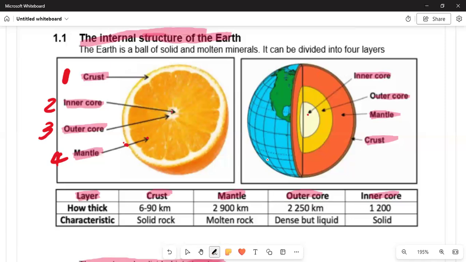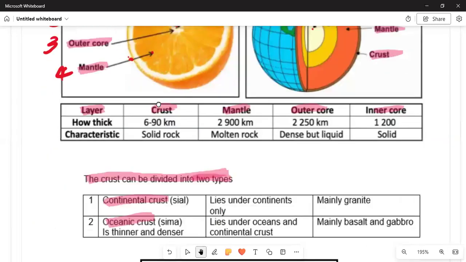So these are the characteristics. The crust is solid rock. The mantle is molten rock. The outer core is dense but liquid, and the inner core is solid.